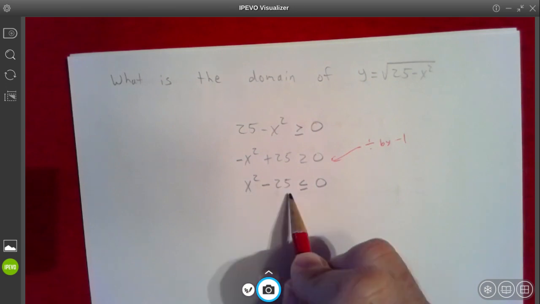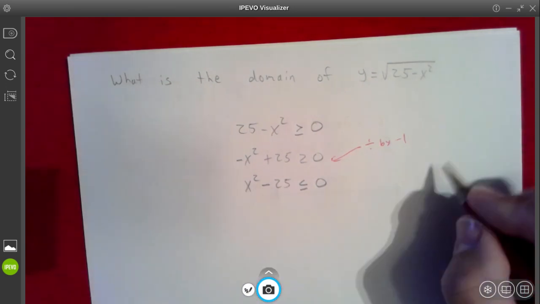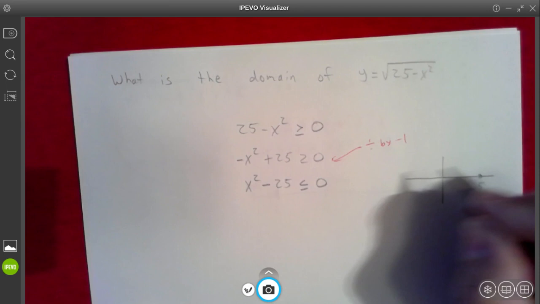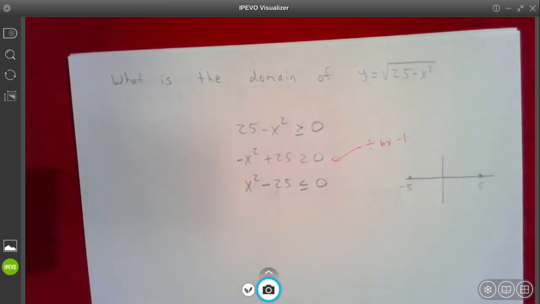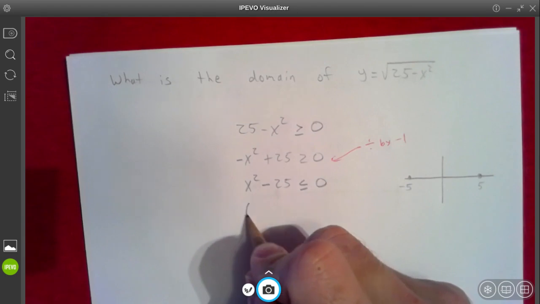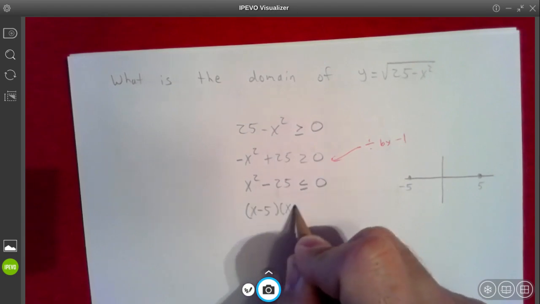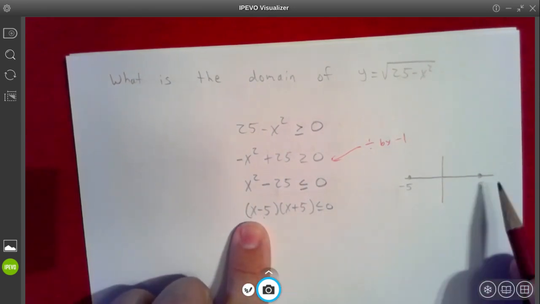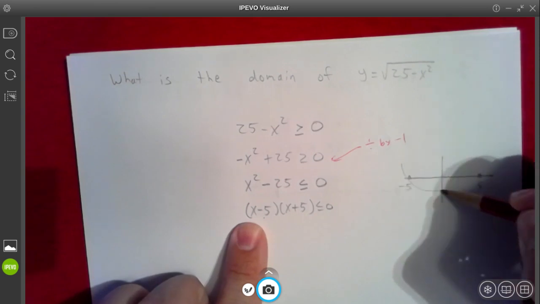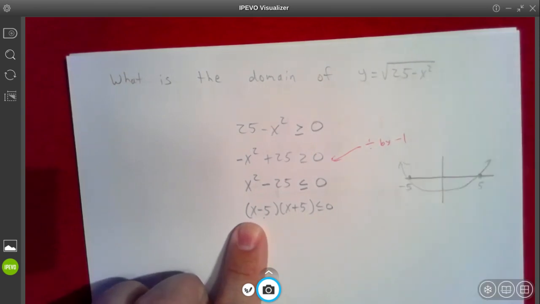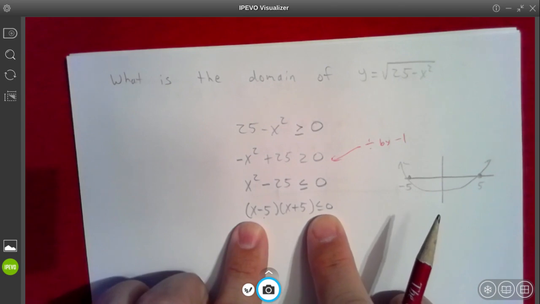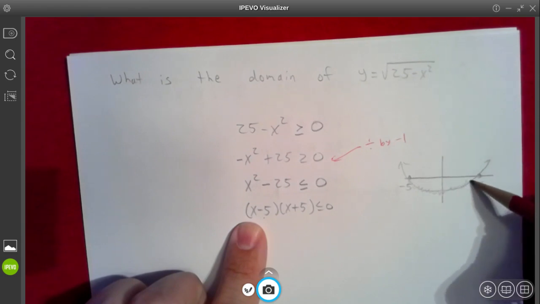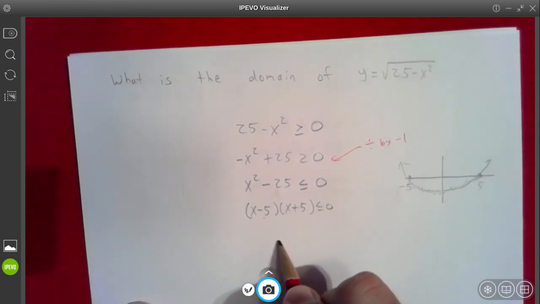Okay, the places where this function is equal to 0 are going to be at positive 5 and negative 5. I guess if I wanted to factor it, I could use difference of squares. x plus 5, x minus 5. You can see the x minus 5 is a factor, 5 is an intercept, and it's opening up. But this time, I want the places where it's less than 0, so it's the places where it's below the x-axis, which is all the numbers between negative 5 and 5. That's why those were my answers.